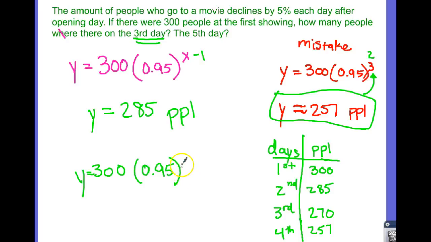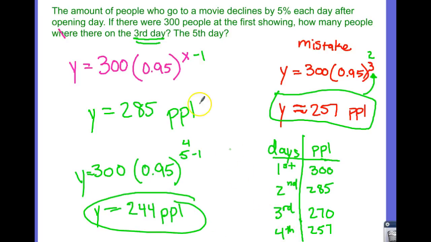On the 5th day, we would have to consider that we're a day behind. This should be 4 here. So this is about 244 people. So just be wary of what this number actually is. We can't just throw in whatever number that we have. We have to be aware that x is how many times this needs to happen. Don't just throw in a number without considering whether that is indeed how many times you need that to happen.